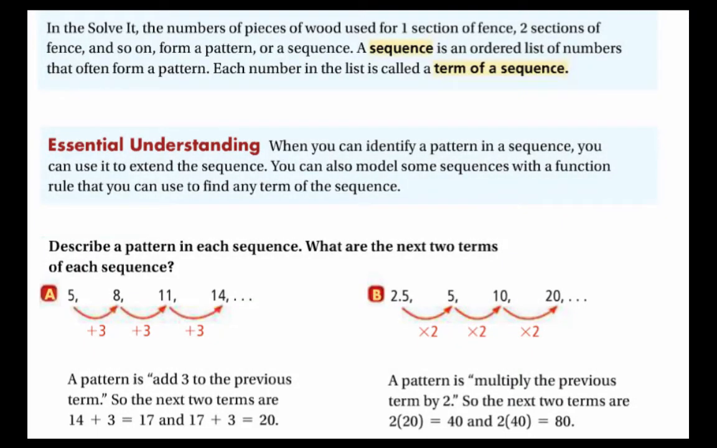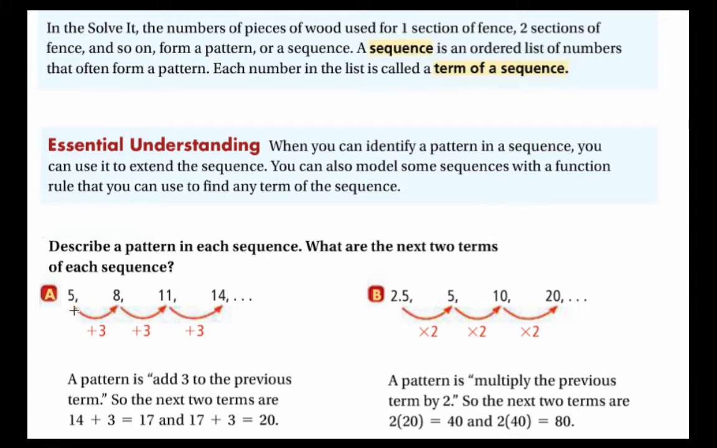A sequence is an ordered list of numbers that often form a pattern. Each number in the list is called a term of a sequence. When you can identify a pattern in a sequence, you can use it to extend the sequence. You can also model some sequences with a function rule that you can use to find any term of the sequence. So describe a pattern in each sequence below. What are the next two terms of each sequence?